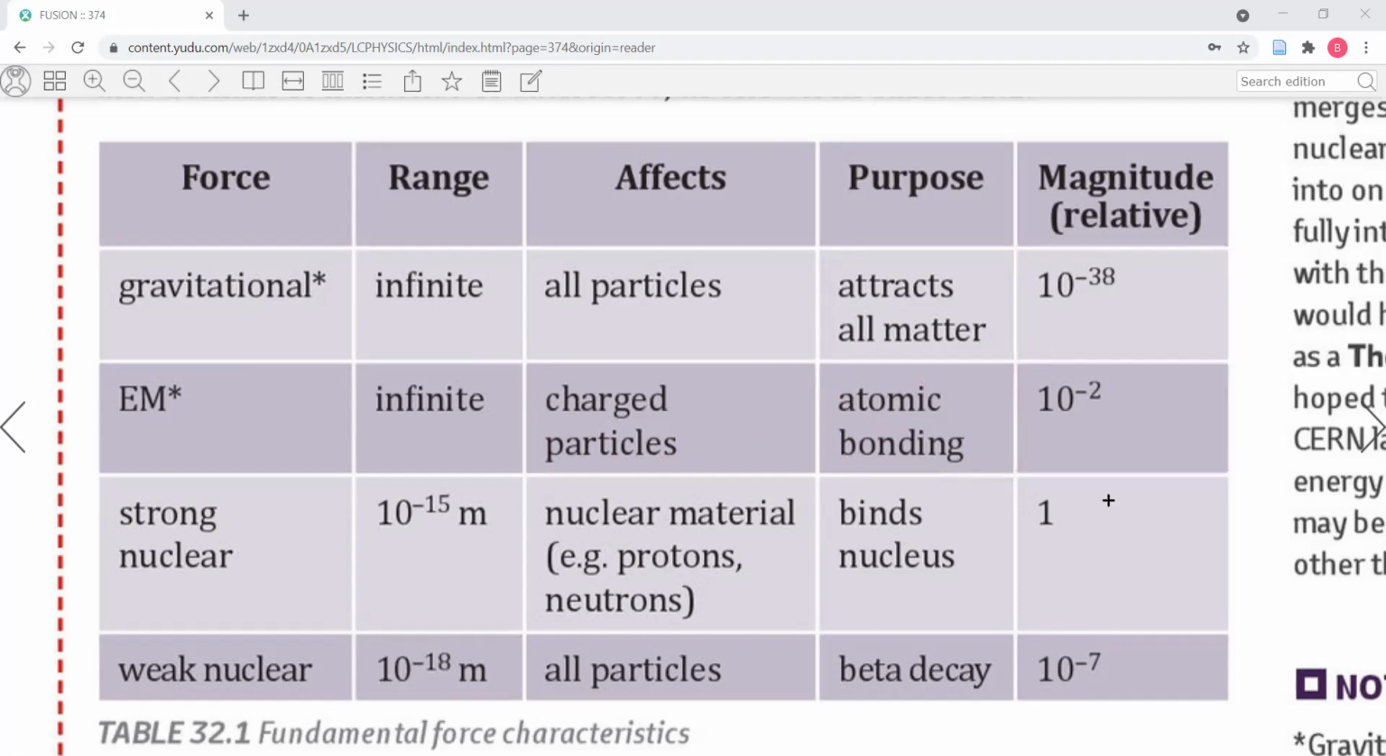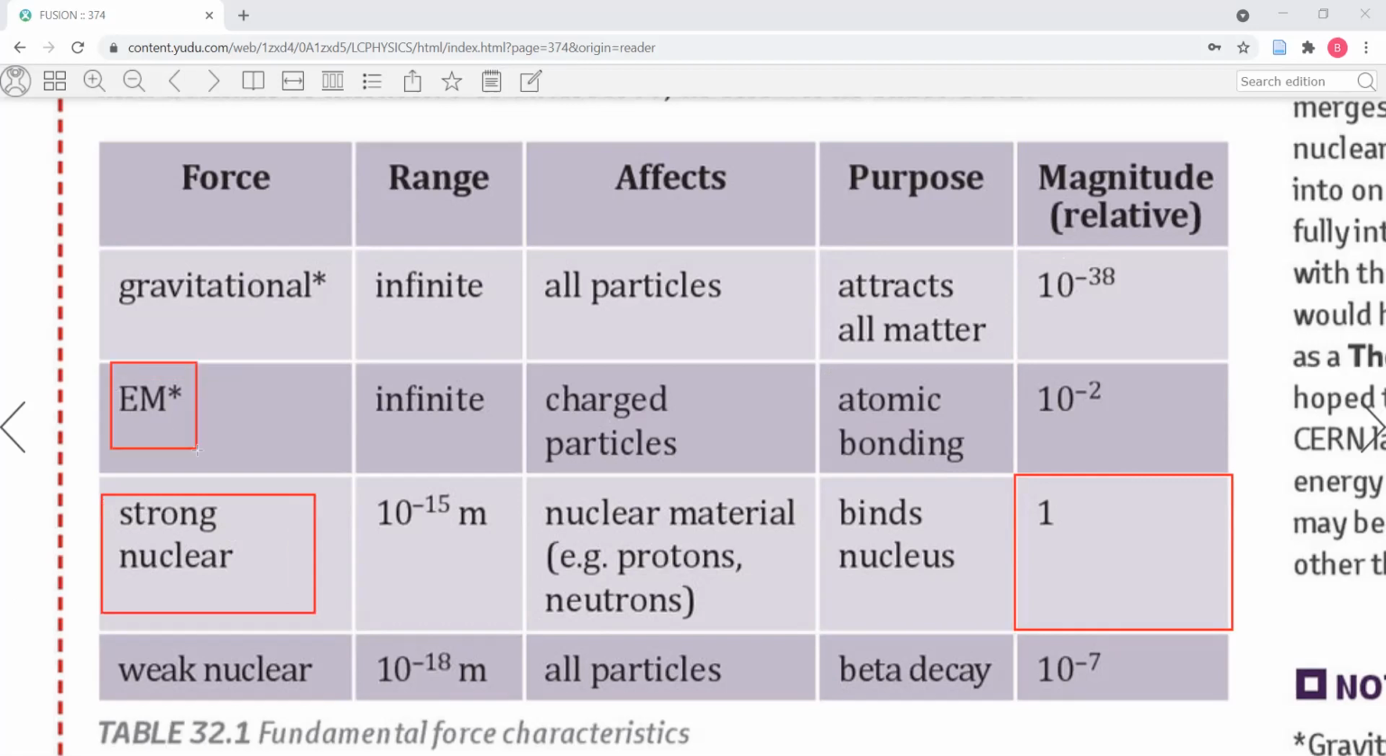Interestingly, the two that we're not familiar with are actually very, very strong forces. The strong nuclear force is the strongest of them. One of the questions you'll be asked in exams is to rank these four forces in order of strength. You might not be asked what's the number for 10 to the minus 38, but you need to know that the strong nuclear is the strongest, then electromagnetic, then the weak nuclear, and gravity is the weakest of the four fundamental forces.